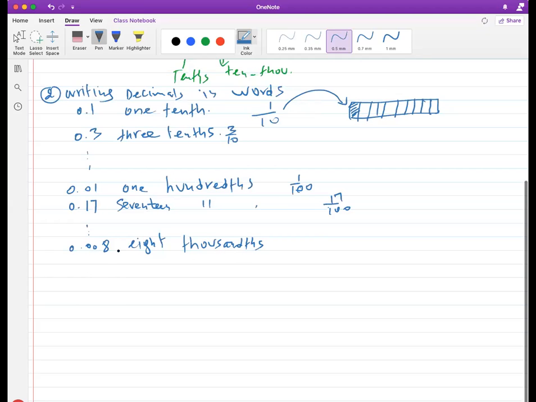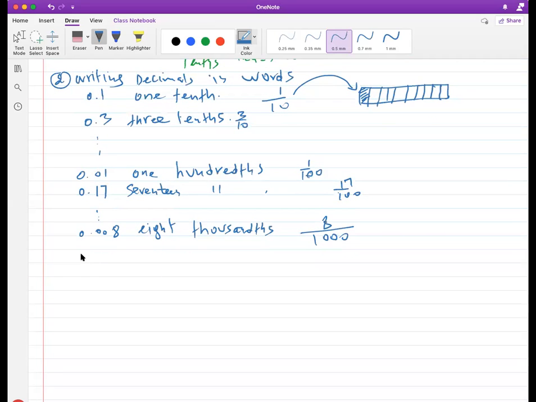And of course, what would this be as a fraction? 8 over 1,000. The way we read the decimal gives us an idea of what the fraction looks like. So 8 thousandths, 8 over 1,000, 100th, 1 out of 100, and so on. So you can easily turn decimals into fractions or write them in words like these.